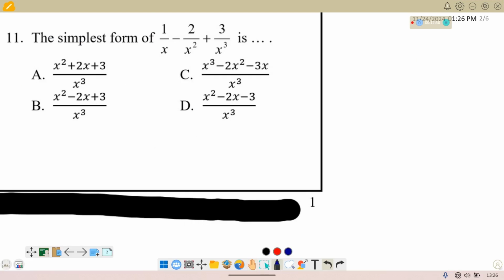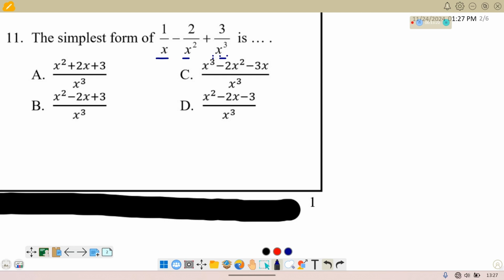The simplest form of... How are we going to make it into the simplest form? First, you're going to change all the denominators into the same number or variable. Here we have x squared, and then x cubed. Which is the biggest? The answer is x cubed. So you're going to change all the denominators into x cubed.